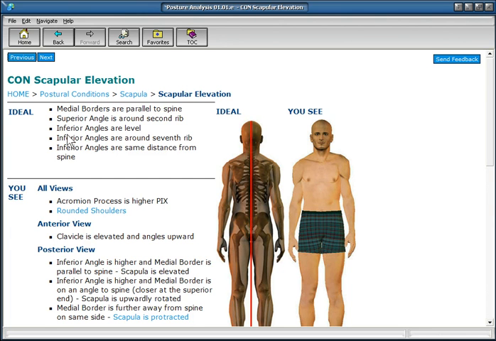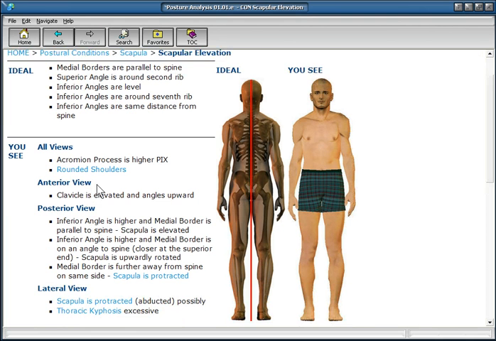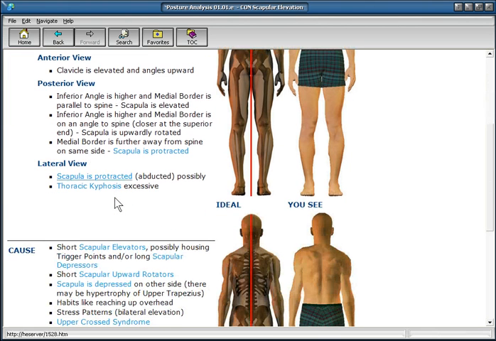So this gives you an idea as to what you should see, and then in all views what you actually see that deviates from that might be rounded shoulders, or in anterior view the clavicle is elevated and angles upward. In the posterior view you might see the inferior angle is higher, the medial border is parallel to the spine, the scapula is elevated, and so on. So you've got quite a few different postural observations that you can integrate with what you are seeing and doing there.